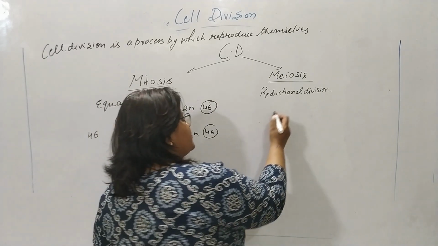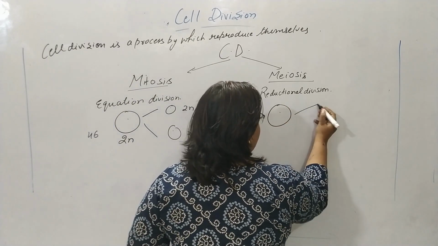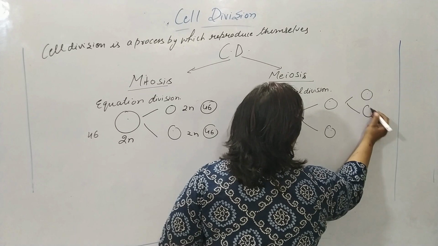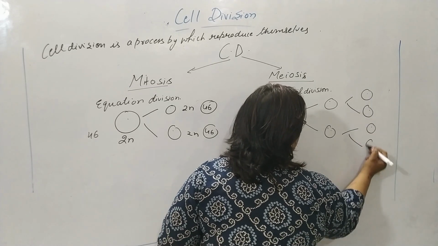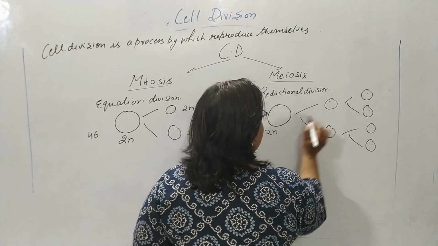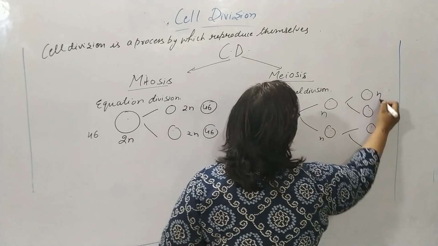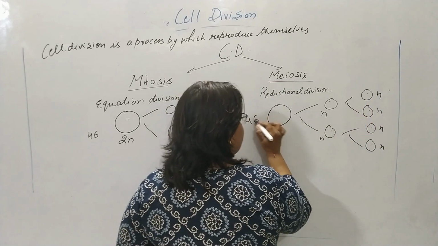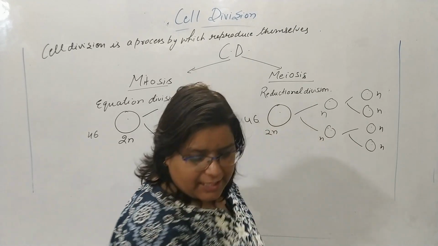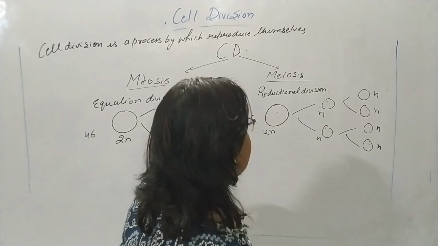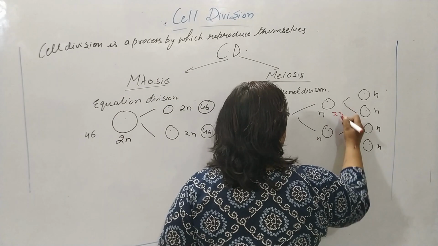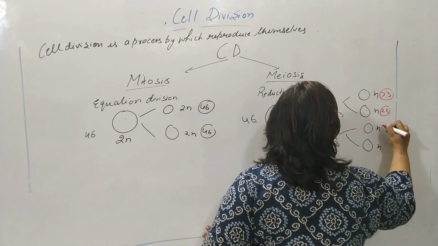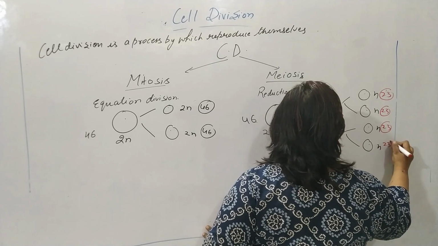Whereas in meiosis, the parent cell divides and finally forms 4 cells, and the chromosomes are reduced to half. If there are 46 chromosomes, the resultant cells have 23. The final resulting cells have half the chromosome number.